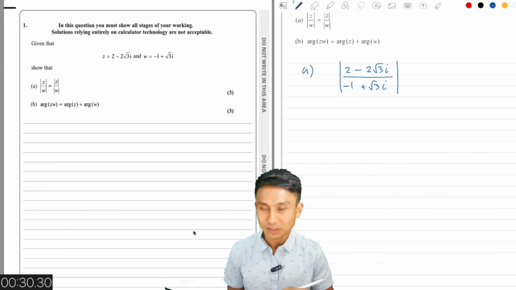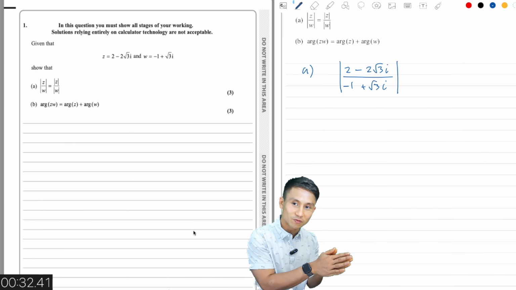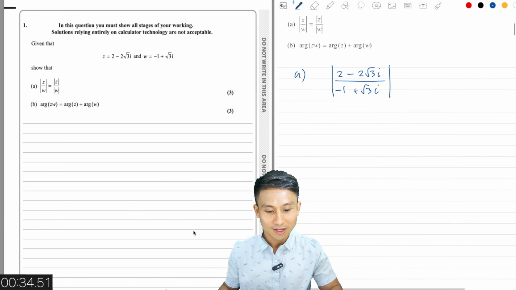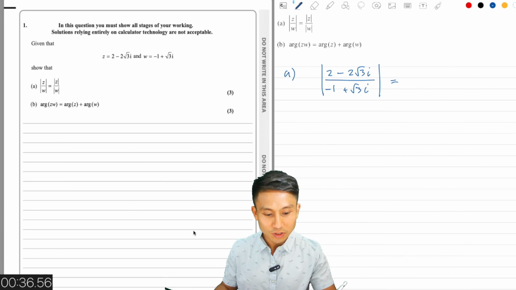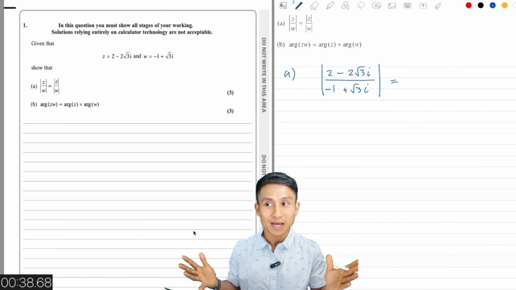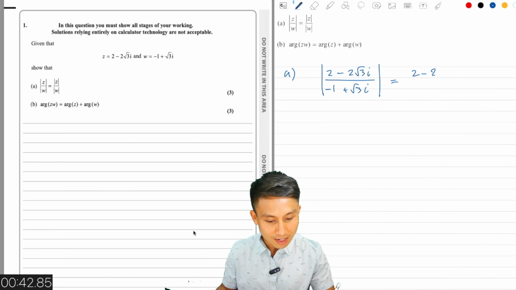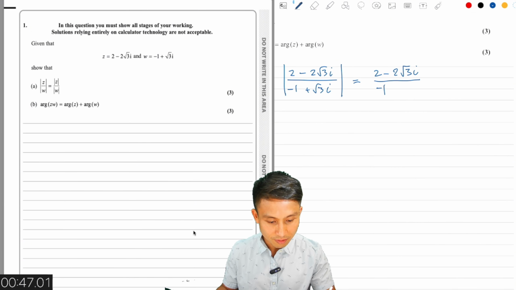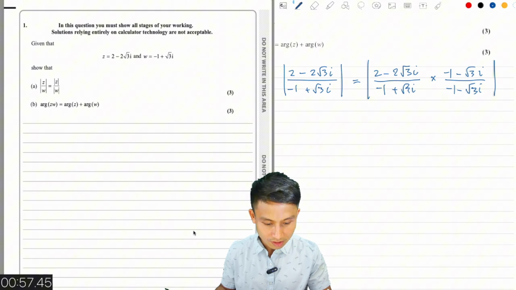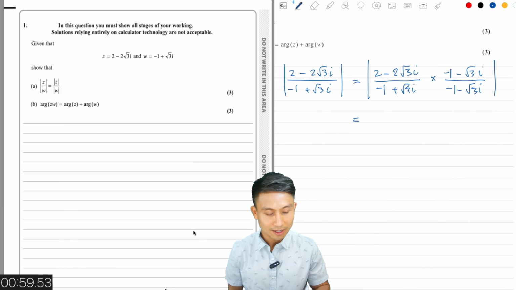of that fraction. So I'm going to do the left hand side first and prove that it's equal to the right hand side separately. For the left hand side, we should first make the denominator not a complex number, by multiplying by the conjugate of the denominator. So that would be minus 1 minus root 3i over minus 1 minus root 3i there. And then you find the modulus of all that. That's the left hand side.